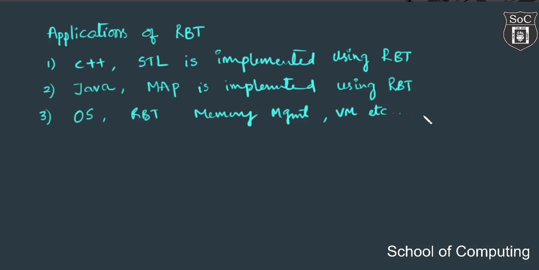And if you have more modifications to be done, AVL becomes costly because of the rotations involved in it, and hence RBT is recommended. So both have their own applications. Depending upon the requirement, we have to pick the suitable tree and apply it.